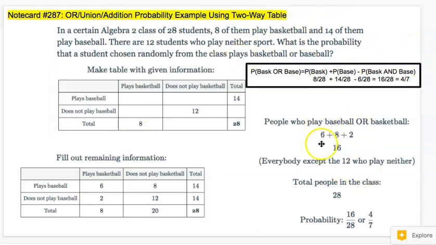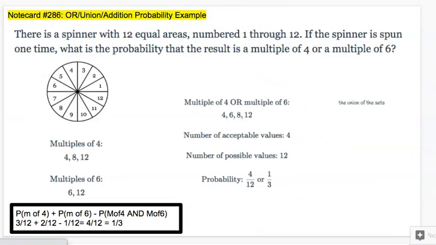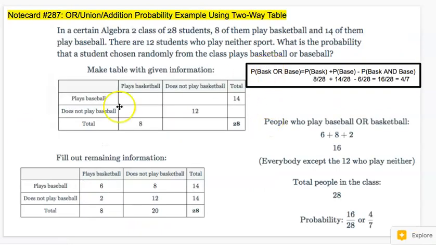I do feel like I need to explain a little better how they got the 16. They looked at this table and they didn't include the people who didn't play. So they did 6 plus 8, which is 14, plus this 2, which is 16. So that's where they got the 16 out of 28. See, that's why I like what I bolded right here. I like to use the formula because it can be confusing this way. Okay, so I'm really showing you 2 different ways to do it, but I prefer the formula way. Just like on the last note card, I prefer the formula way because trust me, that's going to help you.